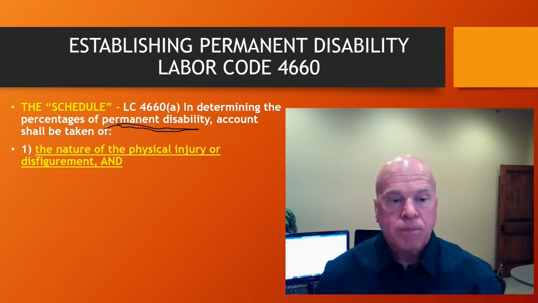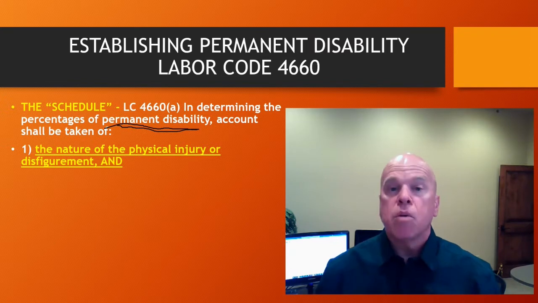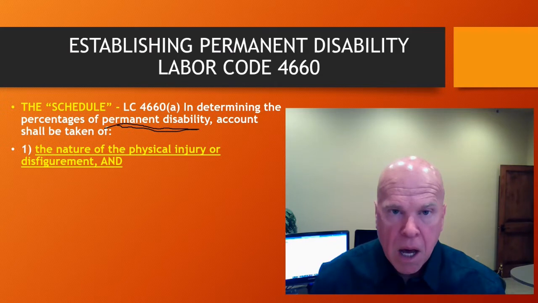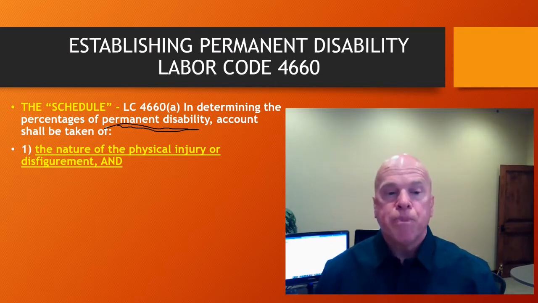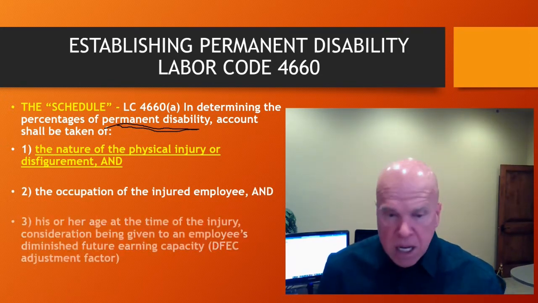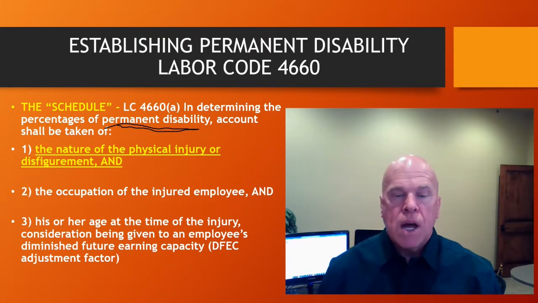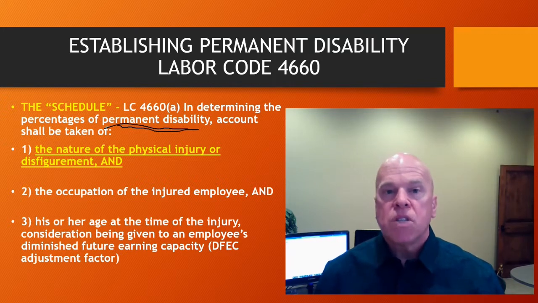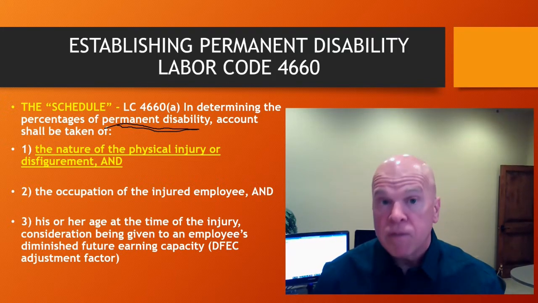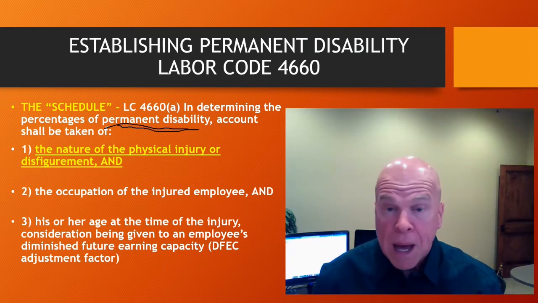Number one is the nature of the physical injury or disfigurement. So that's the first component of the calculation of the examinee's permanent disability. The second component is the occupation of the injured employee, and then the third component is the injured employee's age at the time of injury. All of these things taking into consideration an adjustment factor being given to the employee's diminished future earning capacity.